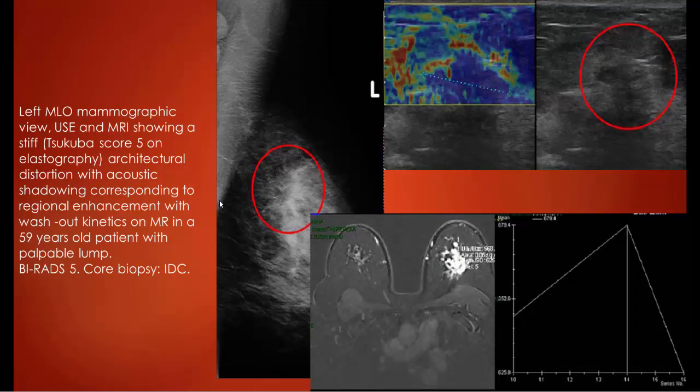Fibrocystic change: mammographic MLO and ultrasound elastography show architectural distortion, acoustic shadowing corresponding to a regional enhancement area with wash-out kinetic MRI curve. Patient presents with a palpable lump, scored BI-RADS 4, core biopsy impression invasive ductal carcinoma.